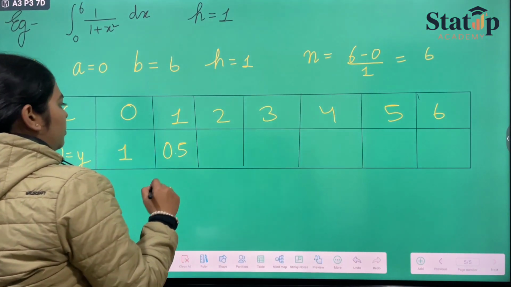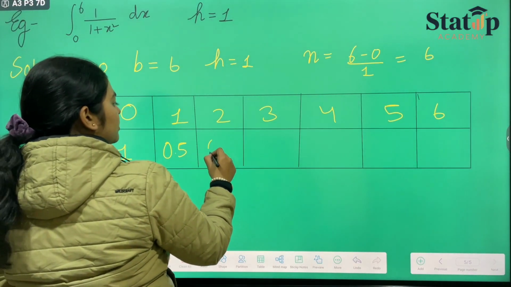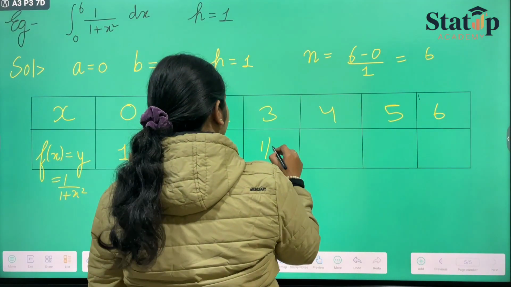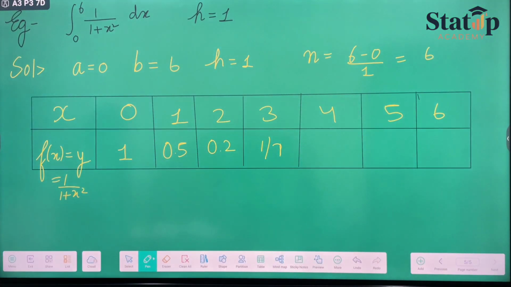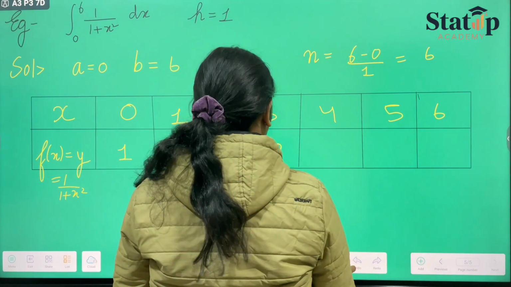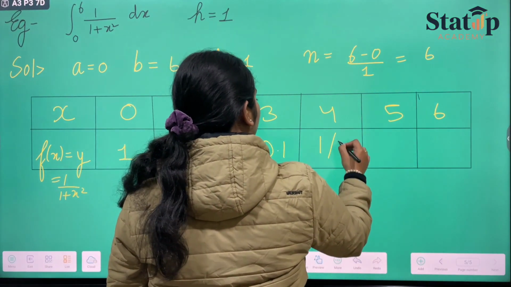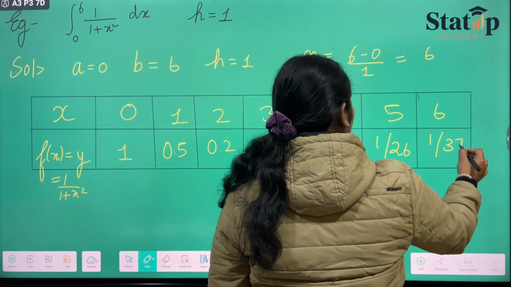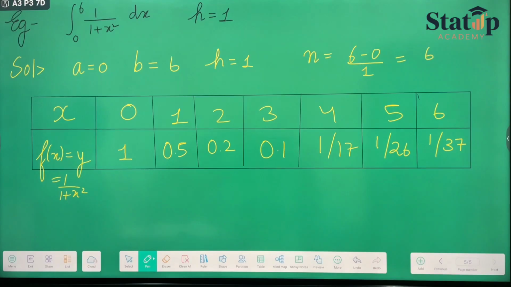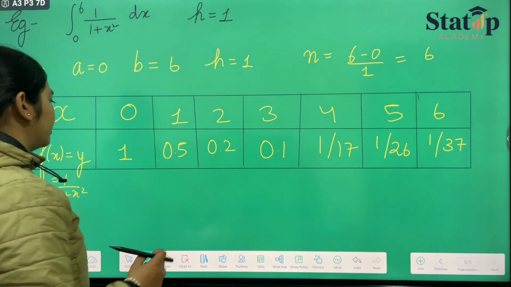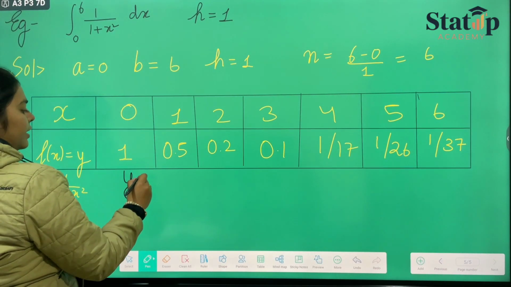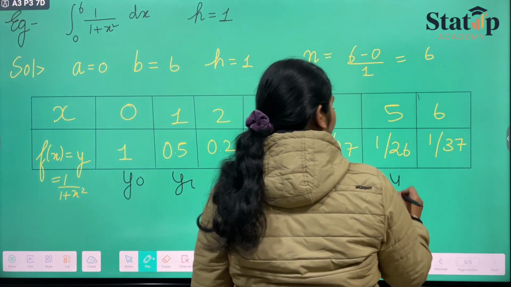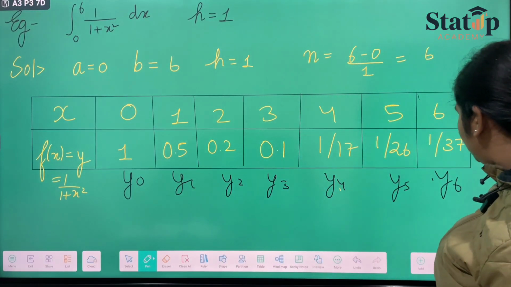0.5, 1 upon 4 plus 1, 5, 0.2, 1 upon 3 will be 1 upon 17, 0.1, 1 upon 17, 1 upon 26 and 1 upon 37. This is our table for y0, y1, y2, y3, y4, y5 and y6. All of them are given here.